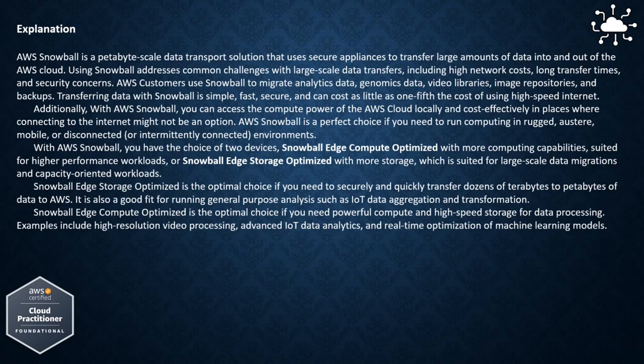It is also a good fit for running general-purpose analysis such as IoT data aggregation and transformation. Snowball Edge Compute Optimized is the optimal choice if you need powerful compute and high-speed storage for data processing. Examples include high-resolution video processing, advanced IoT data analytics, and real-time optimization of machine learning models.